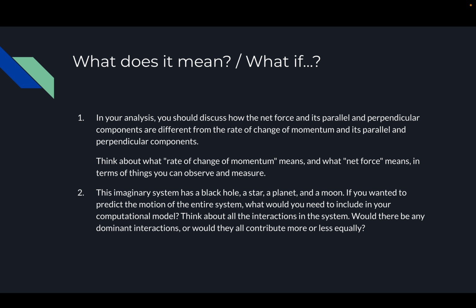And for what if, were we to predict the motion of the entire system consisting of a black hole, a star, a planet, and a moon, we would need to include the gravitational force caused by the black hole, as well as the forces exerted by the star, the planet, the spaceship, etc. The black hole's gravitational force will be the most dominant.